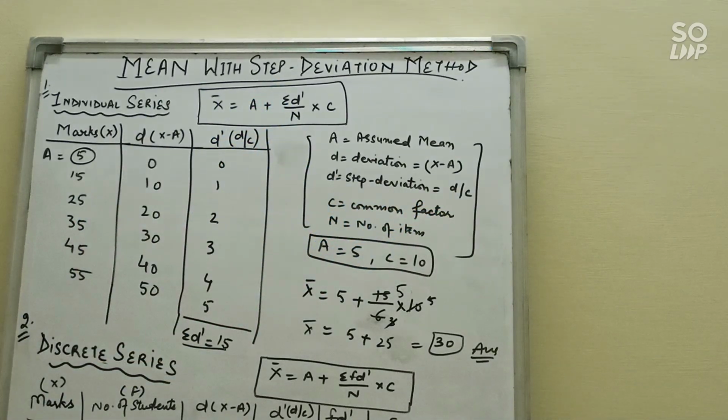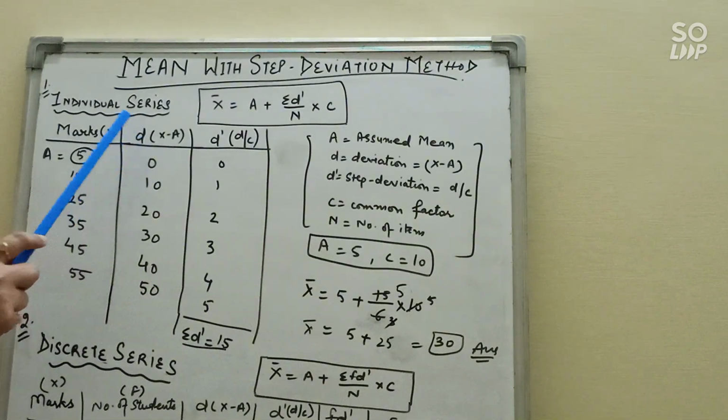So let's take one example. I have taken an individual series, a series in which we only have marks. So marks means the x variable, the x series we have in an individual series. I have taken some values: 5, 15, 25, 35, 45 and 55. Now first of all we need to calculate deviation. So d, we know the formula of d is x minus a.